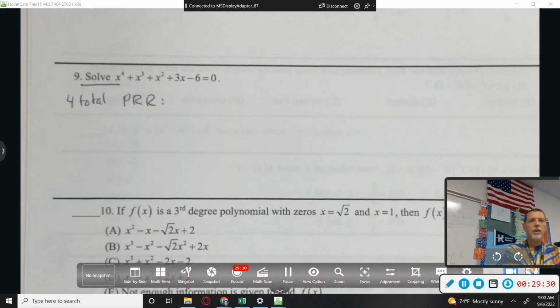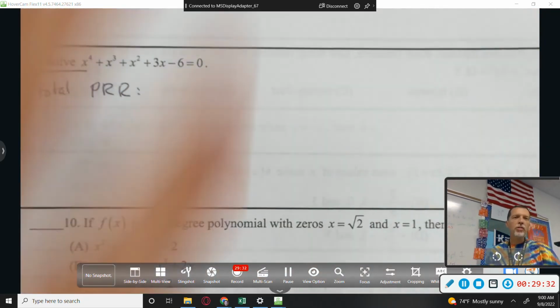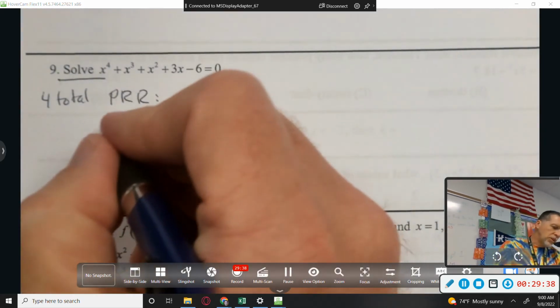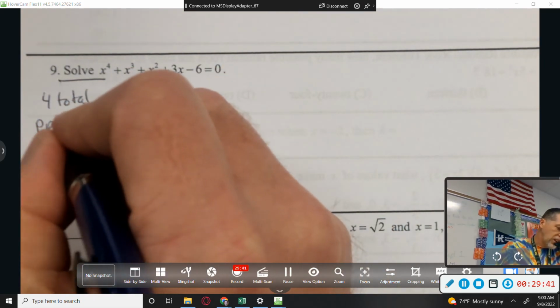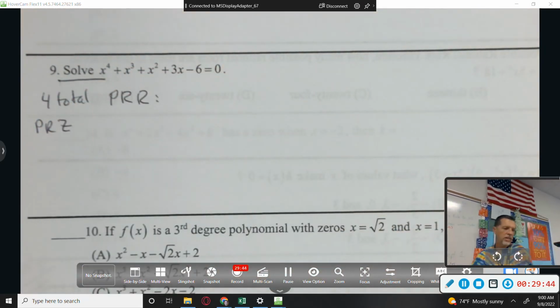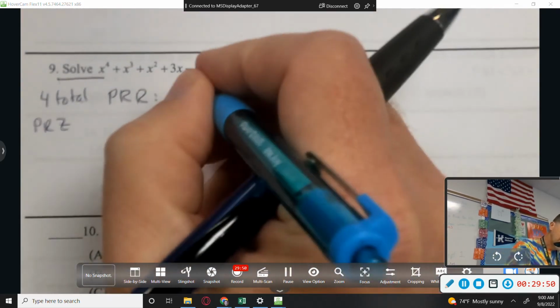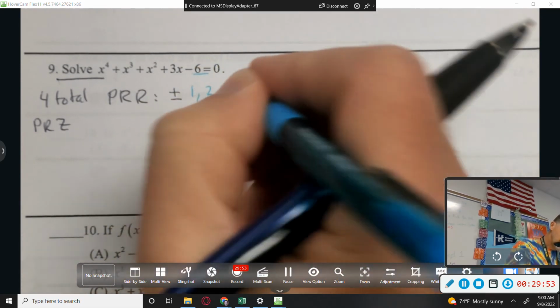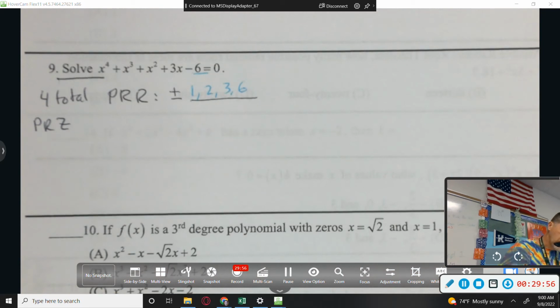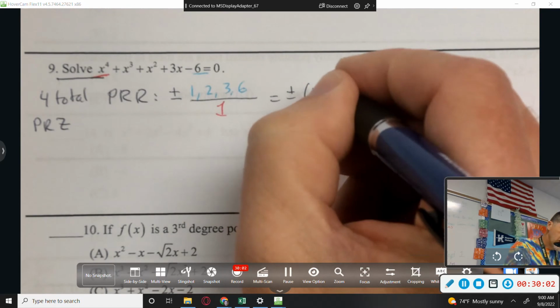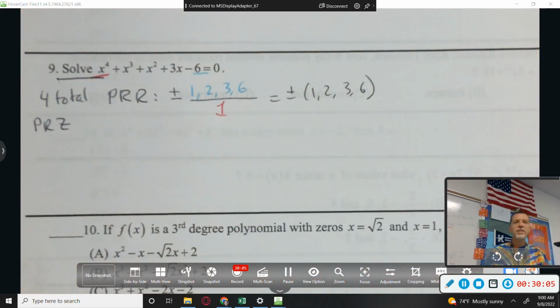Our PRR, our possible rational roots. If you want to call them zeros, it makes for a more fun abbreviation. PRZ, possible rational zeros, but same thing. Let's see, factors of last over factors of first, which is just 1. So it's not a terrible number to have to guess from. Right, there's 8. 8 guesses, 4 answers, but I got to find 2 of them.